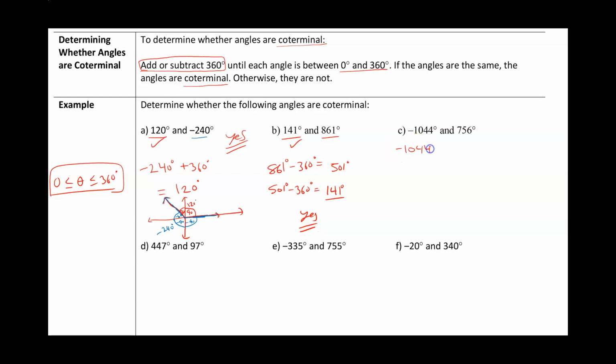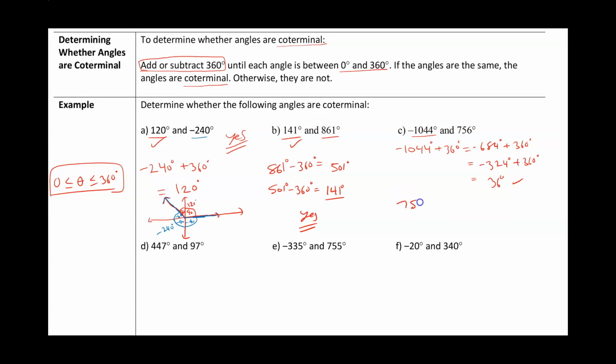Okay, let's take another one. Negative 1044 degrees. That's definitely not between 0 and 360. So this time to get to between 0 and 360, I have to add 360 degrees. So if I add 360, I get negative 684 degrees. If I do that again, I end up with negative 324 degrees. Now we're still not between 0 and 360, but if I add 360 again, then I end up with positive 36 degrees. So this is now between 0 and 360, so we can stop.